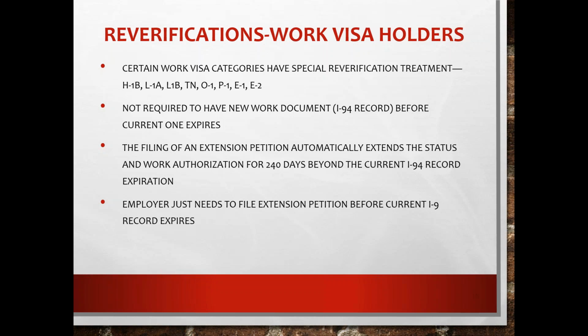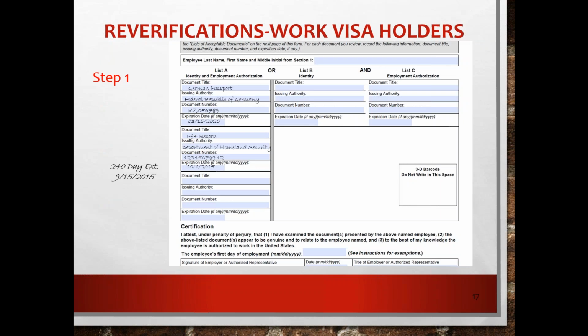So the trick here is to make sure that you put in your extension petition, again, in advance. You can file up to 6 months in advance, but you certainly have to do it before the current I-94 expires. And if you do, then you bought yourself an extra roughly 8 months of work authorization with that individual, and that can be a nice saving grace.